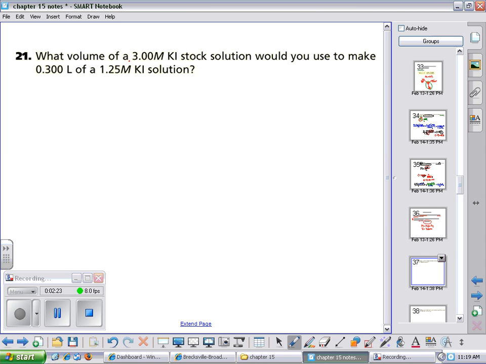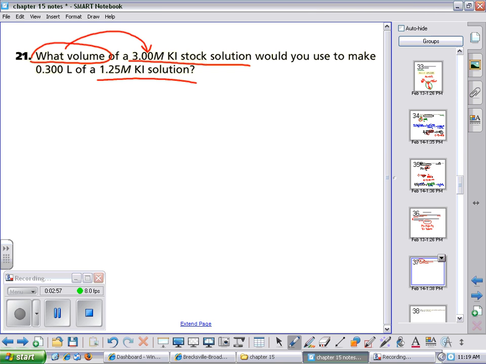So this one, number 21, says what volume of a 3 molar KI stock solution, so there's your stock, that's the concentrated one, the stock solution is the concentrated solution, would you use to make 0.3 liters of a 1.25 molar KI solution? So what you want to do here is you want to dilute it down from 3 molar to a 1.25 molar. We want to add water. And the question is, what volume of this stuff do we need?